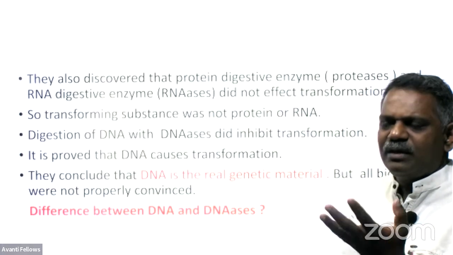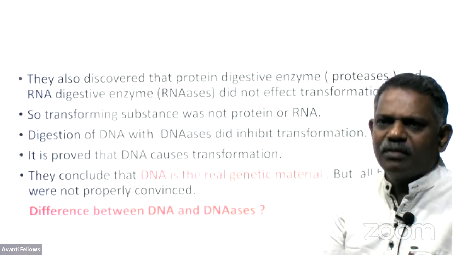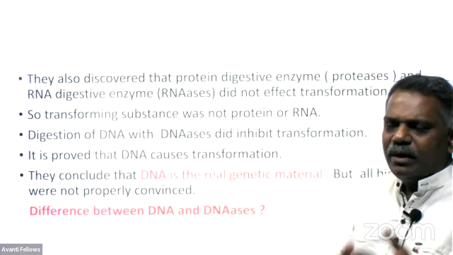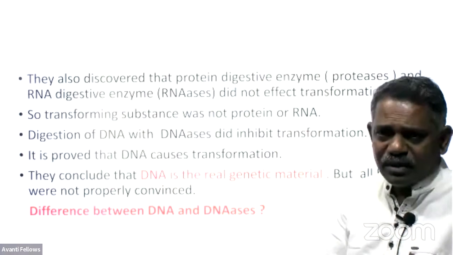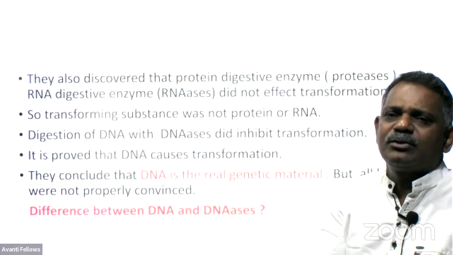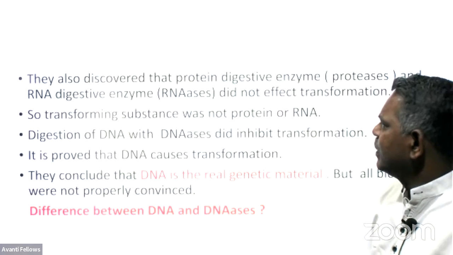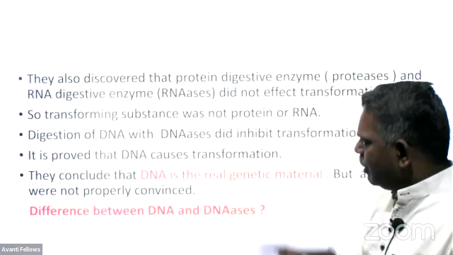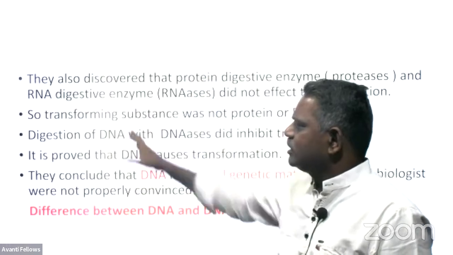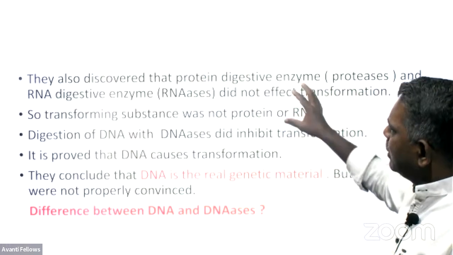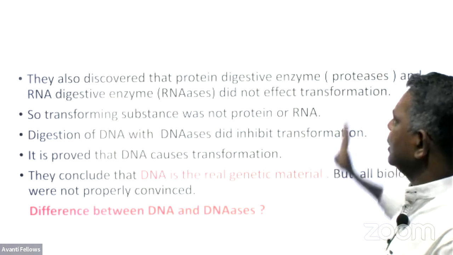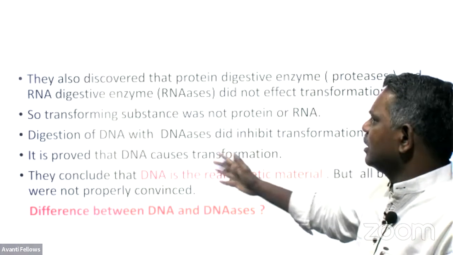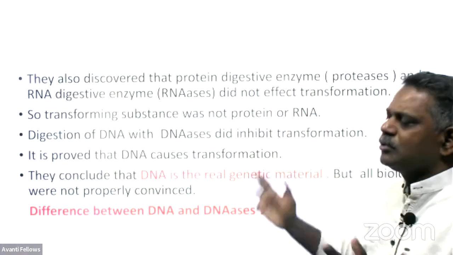After isolating these three types of biochemicals from the heat-killed S strain, they injected mice with the mixture of heat-killed S strain and R strain. They applied proteases to destroy all the protein, and RNases to digest all the RNA. This did not affect the transformation. After the destruction of the protein or the RNA, they still found transformation.